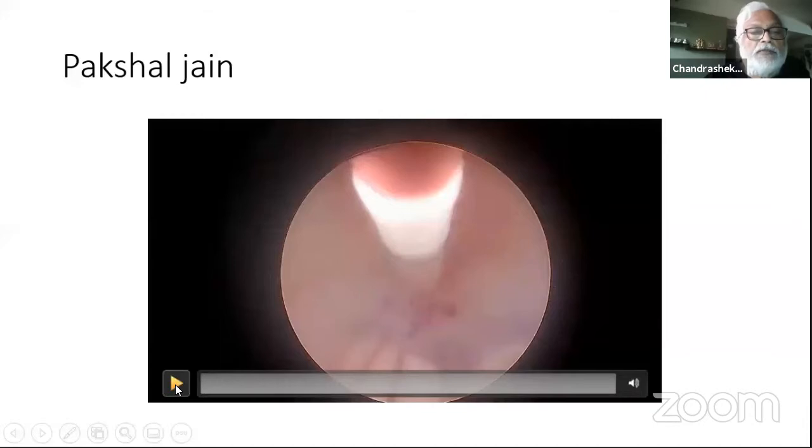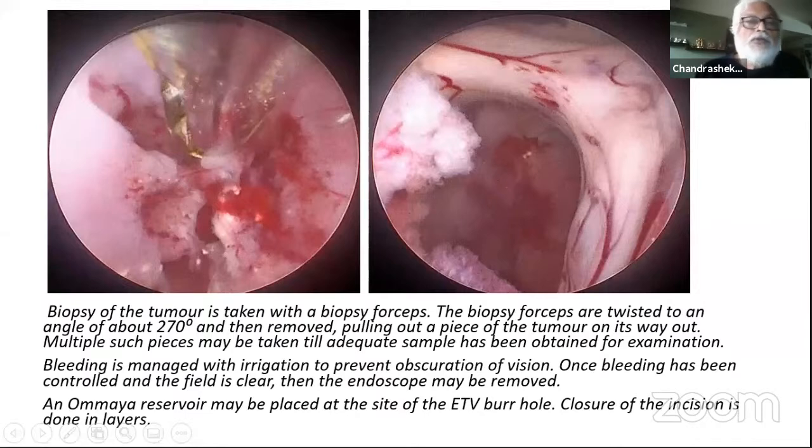Something is not working, but it was not possible to visualize. So then I had to go above this, somehow the video is not working for me. So I had to go above this with a burr hole, which is just below the hairline. And then I can go directly and take a biopsy in this patient.